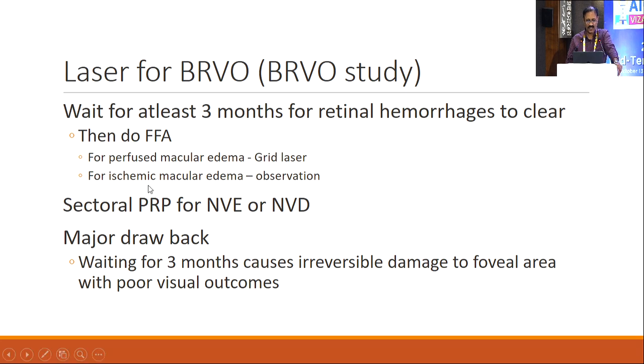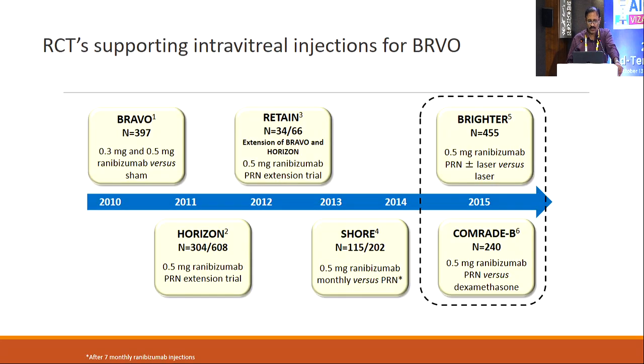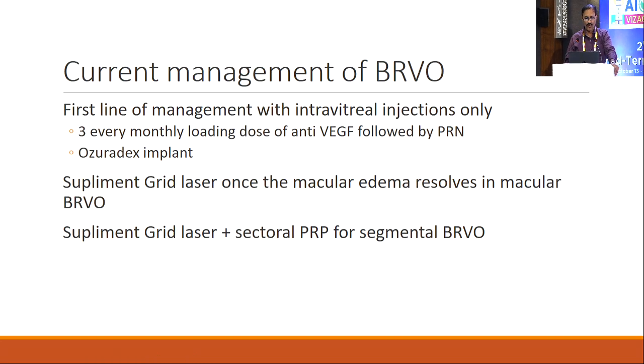But the major setback is if you wait for the 3 months itself, it produces irreversible damage. And if ischemia is there, there is no option for that. So now an array of studies have been done with anti-VEGFs starting from 2010 to 2015, and now we primarily treat BRVO with anti-VEGF every 3 monthly loading dose if needed till the macular edema subsides, and then PRN whenever the macular edema recurs, the vision decreases, we treat them with either anti-VEGF or a steroid implant.